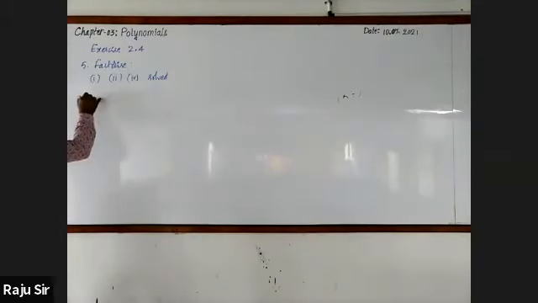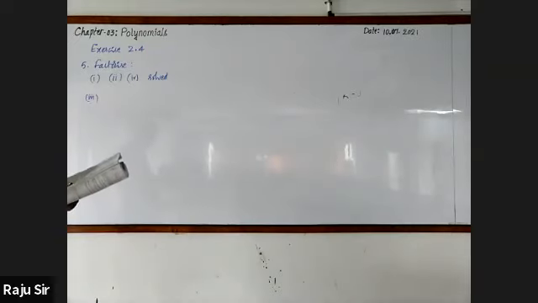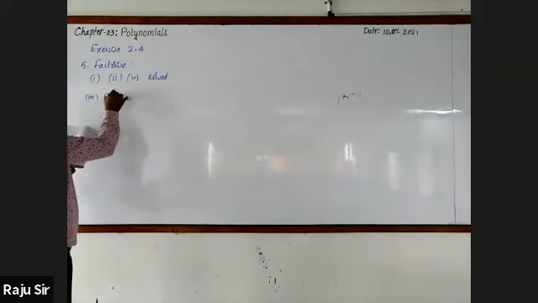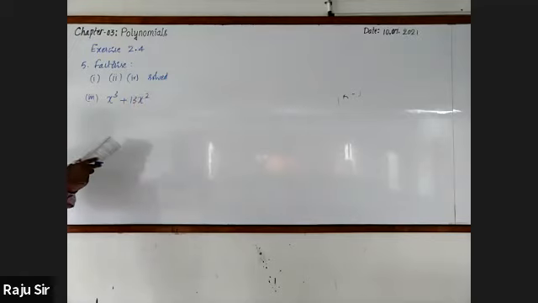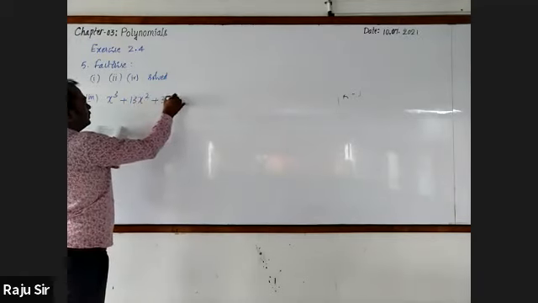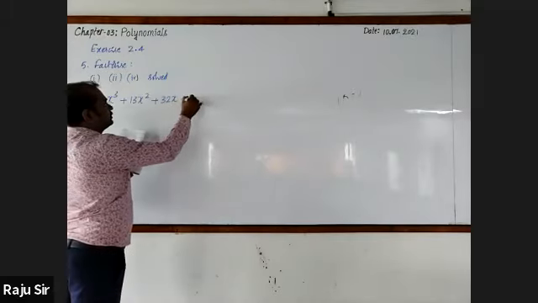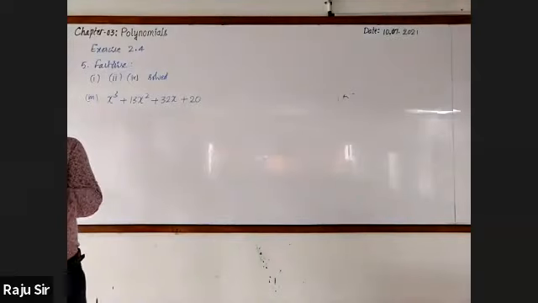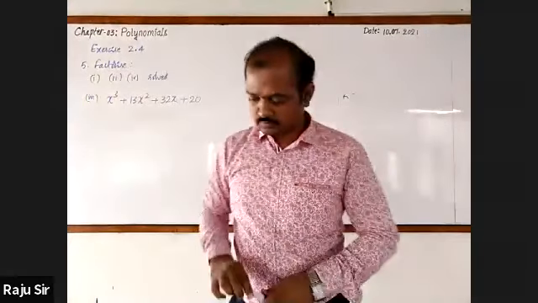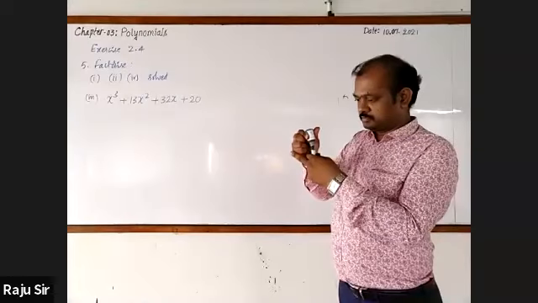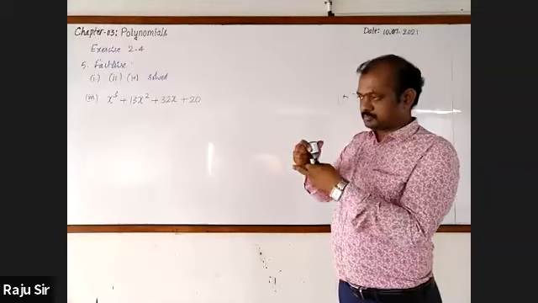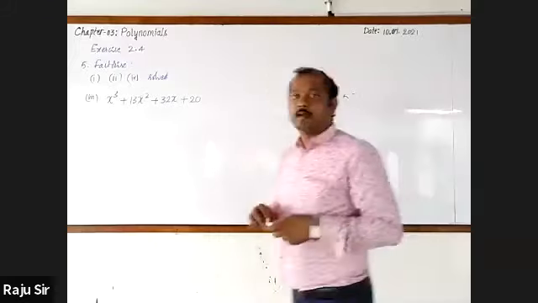Now we are moving to third, right? It is x cube plus 13x square plus 32x plus 20. Let's go for factorizing.